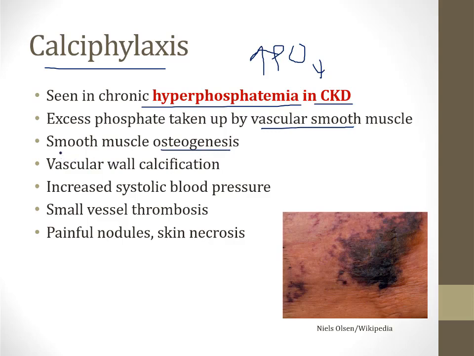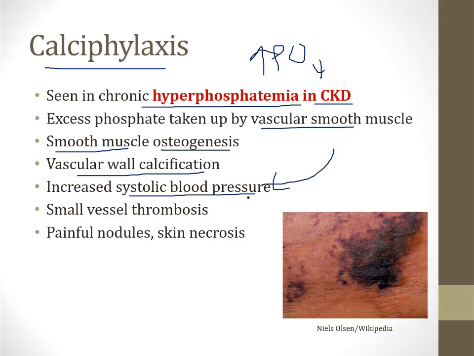osteogenesis can occur inside of smooth muscle. This will calcify the vascular wall, and this has a couple of clinical consequences. First of all, the systolic blood pressure will go up. In the cardiology section, I talk about how stiff vessels tend to produce a higher systolic pressure than flexible vessels, and patients with chronic kidney disease often have hypertension for many reasons, and this is one of them.